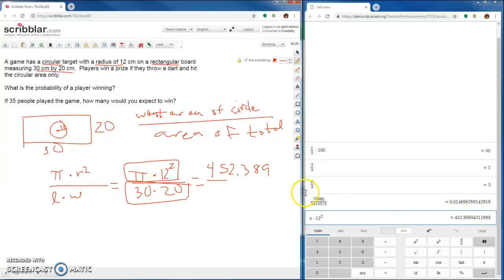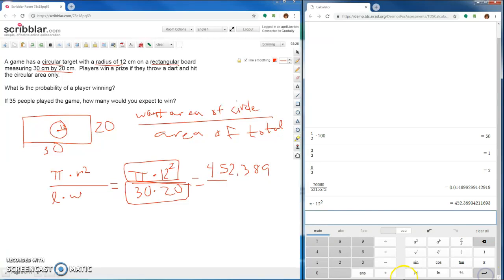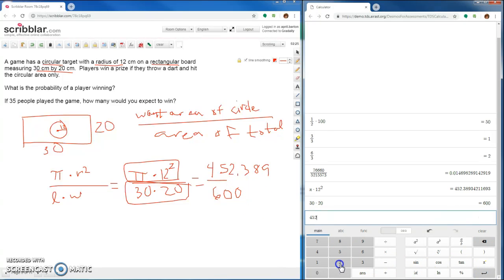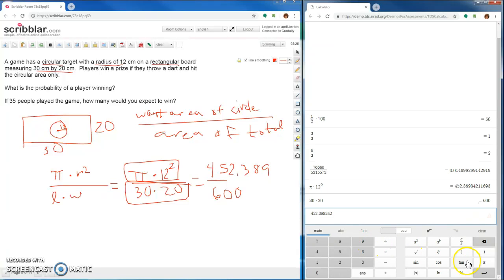Area of the bottom, and so I did round. We don't want to write that entire decimal down, so I rounded a little bit. And then 30 times 20. Oh, and I didn't hit another line. If you don't hit another line, then it's going to mess up. You have to hit enter, hit another line. 30 times 20 is 600. So now we divide. We need another line, and we do 452.389, plugging it into the calculator, and then divide it by 600.